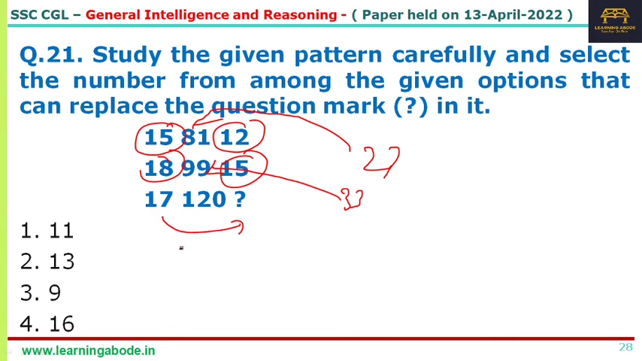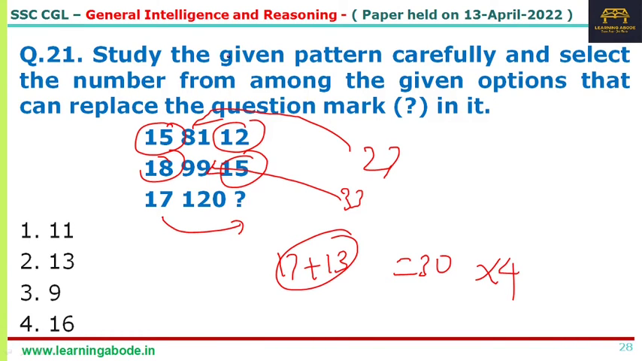If you look at the options, you get 17 plus 13 is 30. Now 30 into 4, so here actually 27 into 3 and 33 into 3, 30 into 4, now that's 120. I don't see any other way out. If you have any alternate answer, you just give me the answer. As per the official answer key, answer option 2, 13 is the answer.